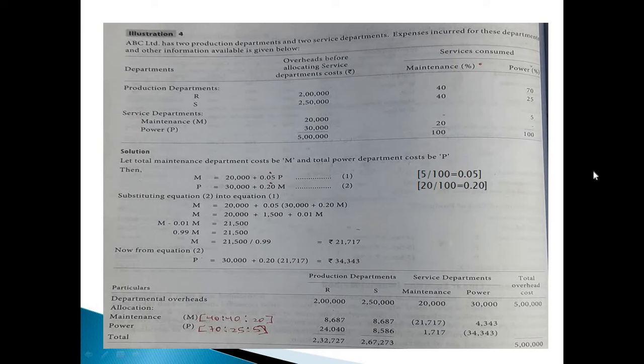Now you can substitute the value of M in equation 2. Equation 2 is P is equal to 30,000 plus 0.20 M. So instead of writing M, you substitute the value of M which we have calculated from equation 1, that is 21,717. So 30,000 plus 0.20 into 21,717 we get 34,343. Then you have to do the distribution.